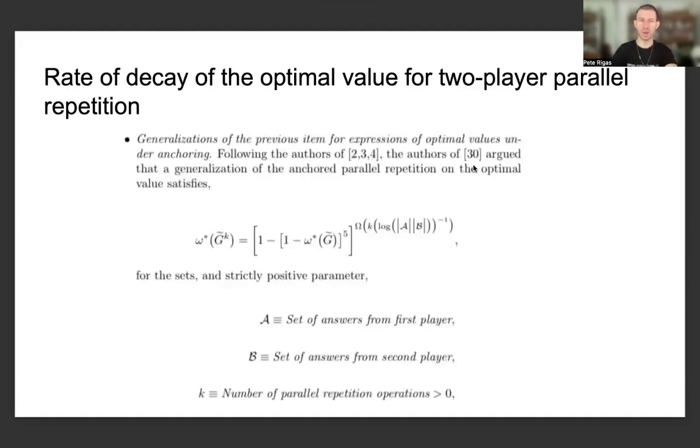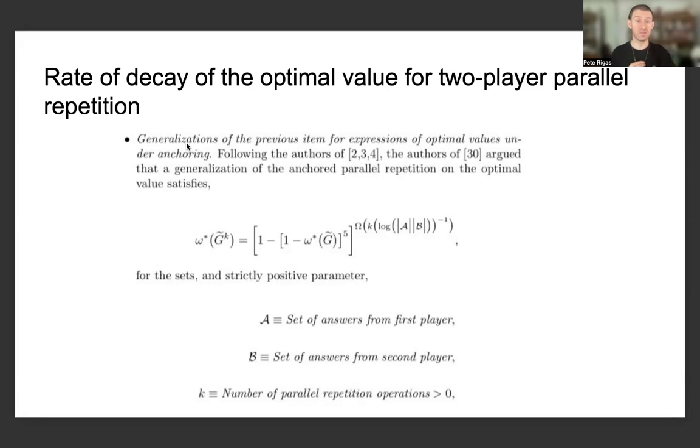And the rates of decay for the optimal value for the two-player game under anchored parallel repetition is given by the following statement. I thought that this type of expression for the decay or for the optimal value that was provided in previous works in the literature that I've been describing would be very helpful and informative for the viewer, because it demonstrates the types of expressions and quantifications of the decay of the optimal value that we would hope to obtain in generalizations of parallel repetition through anchored parallel repetition specifically.